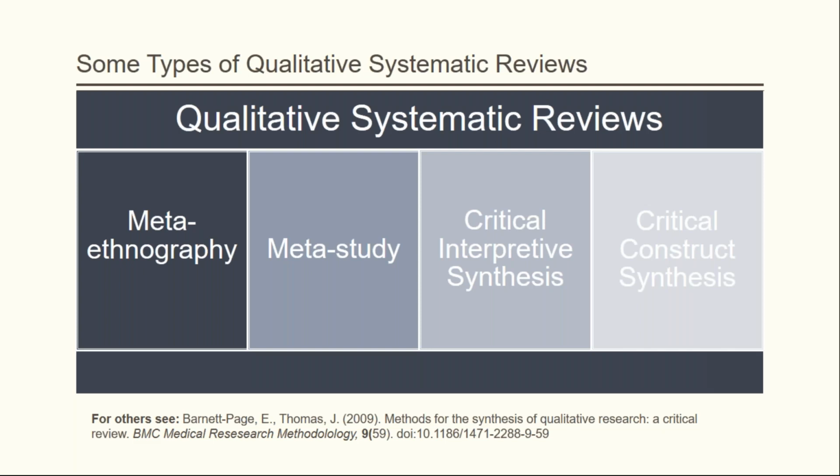So meta-ethnography, the first one there, is a 7-phase methodology for synthesizing qualitative studies. It's one of the oldest ones. It was developed in 1988 by sociologists in education Noblit and Hare, or Hare, I'm not sure. Meta-ethnography draws on Geertz's concept of thick description and Turner's sociological theory of translation.